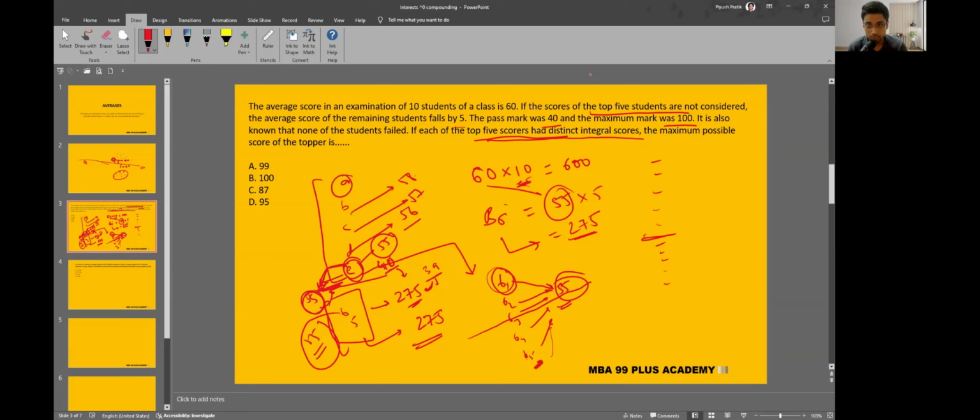We know that the sum total of the top 5 is 600 minus 275, which is 325, and the sum of these 4 scores is 8, 7, 15, 21, 26 to 226. So 325 minus 226, which is 99. This was a difficult question. I would have let it go in the examination itself.